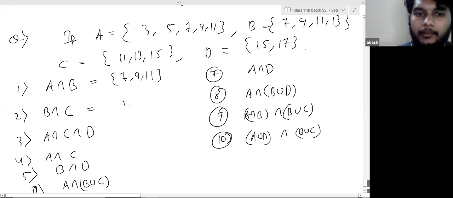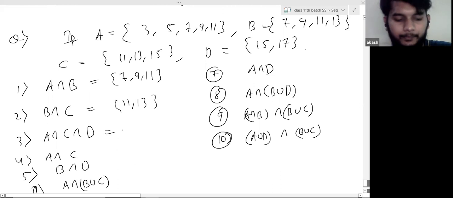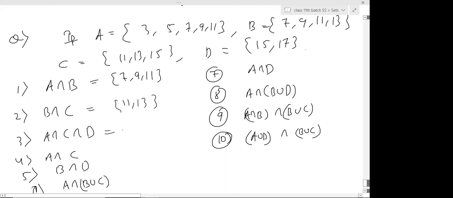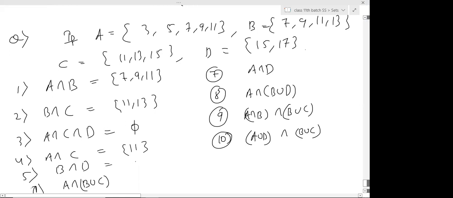11 and 13. All right. And this one? This one is null set, empty set. Null set. All right. This one? So it's only 11. All right. This is null set. Next one? B intersection D is null set.